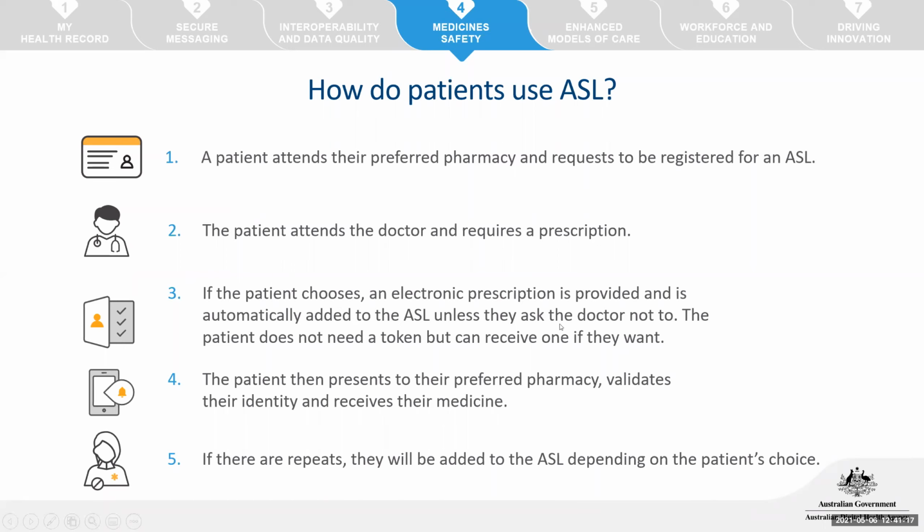However, if they wish, they can still receive that token. It just removes the need for them to have to. So then they will turn up to their pharmacy. If it's a new pharmacy and they're new to that pharmacy, they will need to validate their identity just as they would with any other prescription. And the pharmacy will be able to access their active script list if they've provided consent and dispense and supply the medication. And if there are any repeats on that prescription, then they can also be added to the active script list for this individual.